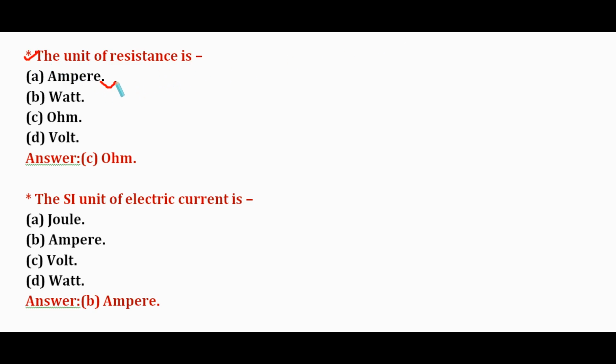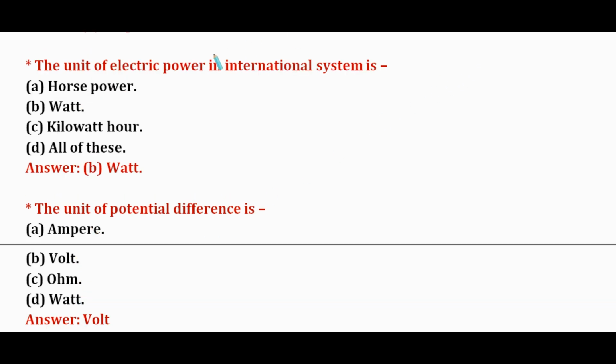The unit of resistance is ampere, watt, ohm, volt. Correct answer is ohm. The SI unit of electric current is joule, ampere, volt, watt. Correct answer is ampere. The unit of electric power in the international system is horsepower, watt, kilowatt hour, all of these. Correct answer is watt. The unit of potential difference is ampere, volt, ohm, watt. Correct answer is volt.